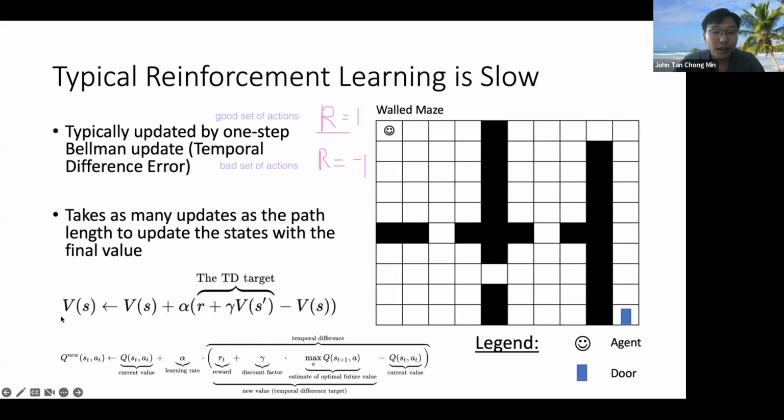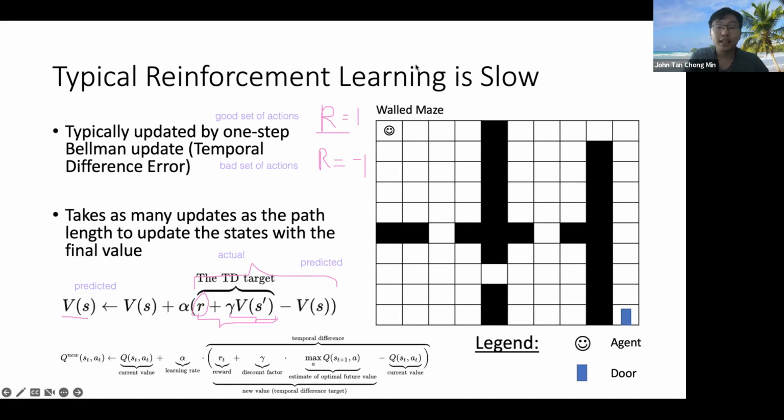This is how we normally update values in a tabular case. For a value function, you update with the current reward for the time step plus the future expected reward, minus the current value. This is the difference between your prediction and your actual one step look ahead. So you try to bring your predicted value closer to the one step look ahead value.